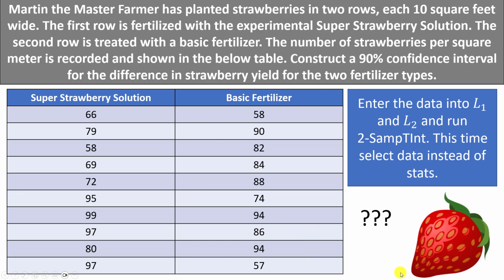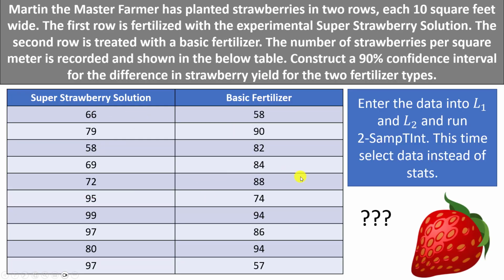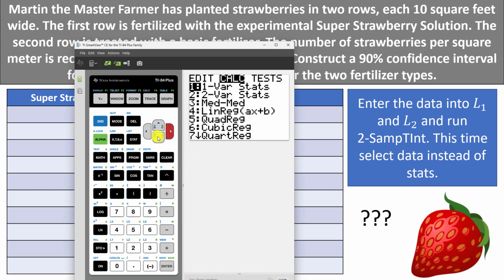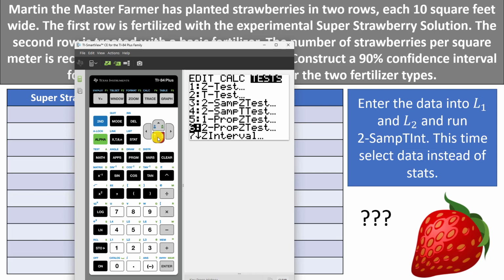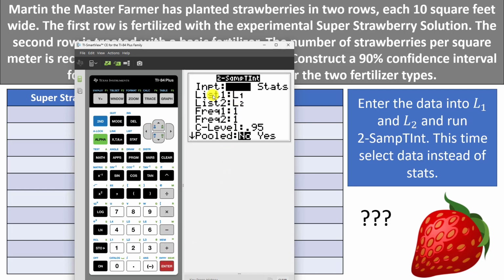So the difference between this problem and the last problem is, in the last problem, we were given these statistics, like the sample size, the x-bars, and the s's, but in this one, we are given the data instead. So what we can do is we can still go into our test here and choose that option 0 for 2SampTTest. To get here, I did stat and then arrow twice to the right, and this is option 0. We can still go in here, but in this case, we're going to have to put in data. So we're going to have to scroll over here to data, and you're going to have to plug the numbers into your list 1 and list 2.